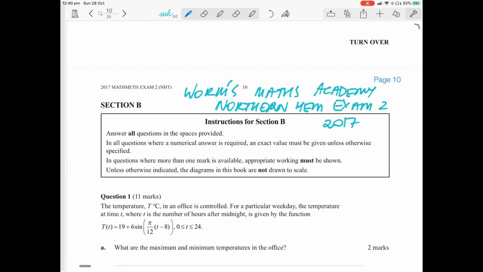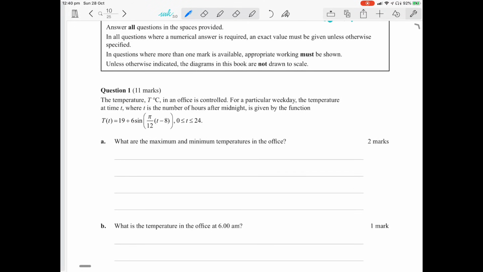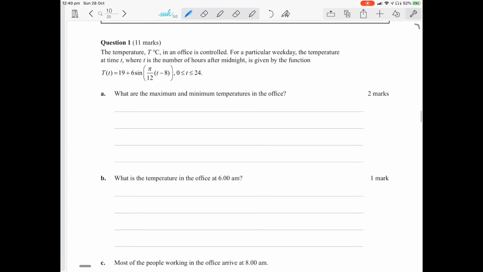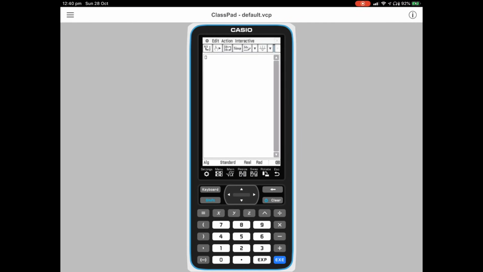This is 2017 Northern Hemisphere Exam 2 for Maths Methods. I've done the multiple choice on another video, so this is the extended response. The temperature in an office is controlled for a particular weekday. The temperature at time t, after midnight, is given by 19 plus 6 sine pi on 12 t minus 8.